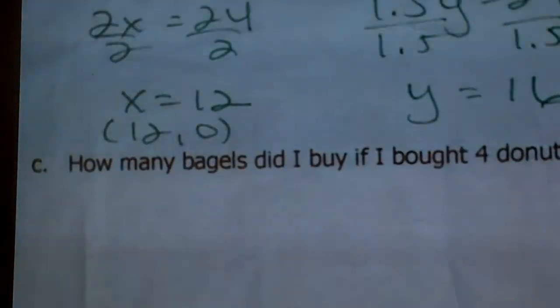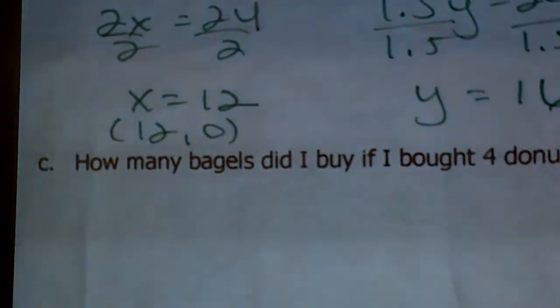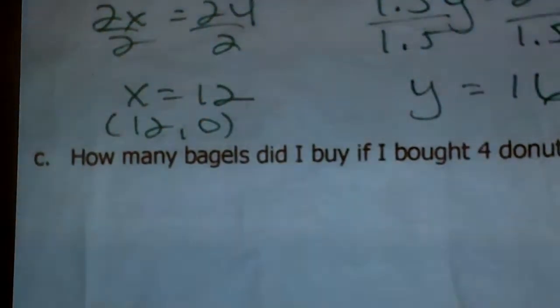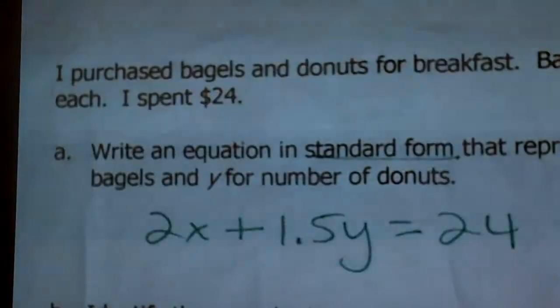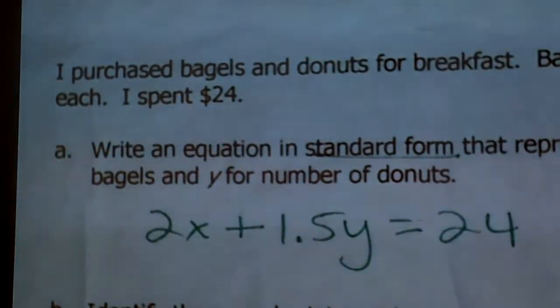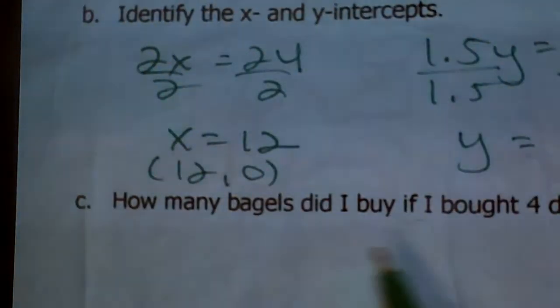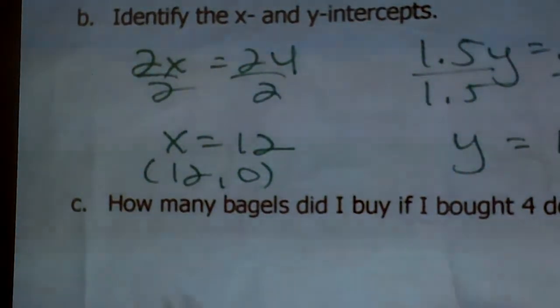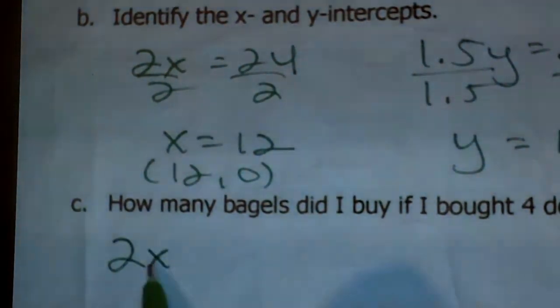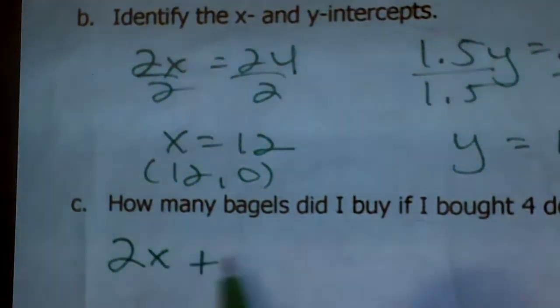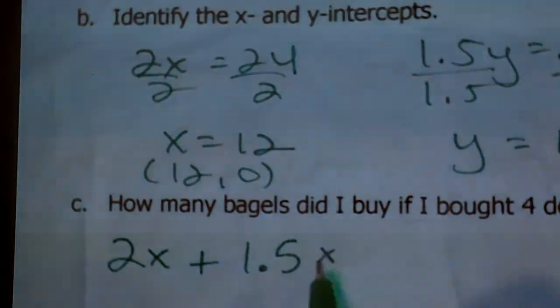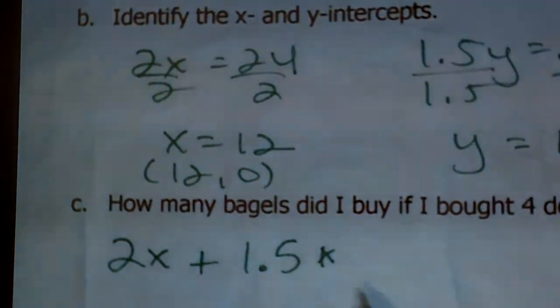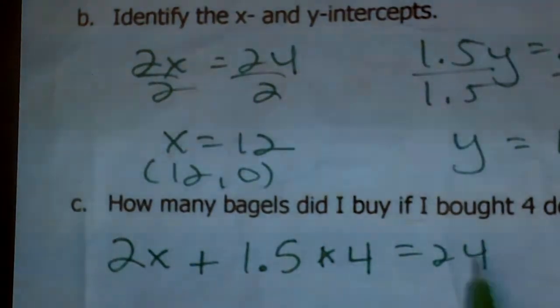All right, how many bagels did I buy if I bought 4 donuts? So in your original equation, we have 2x plus 1.5y equals 24. And the x represents the number of bagels, and the y represents the number of donuts. So for letter C, I'm asking you how many bagels, and I'm telling you the number of donuts. So x should stay x, because that's what I want to know. And I'm going to take 1.5 times the 4 donuts.